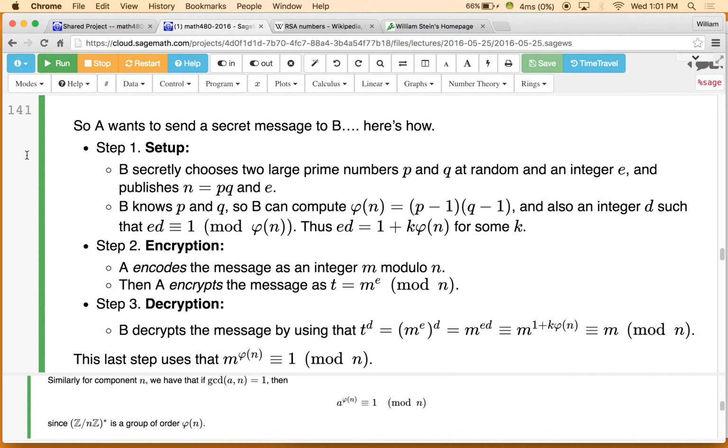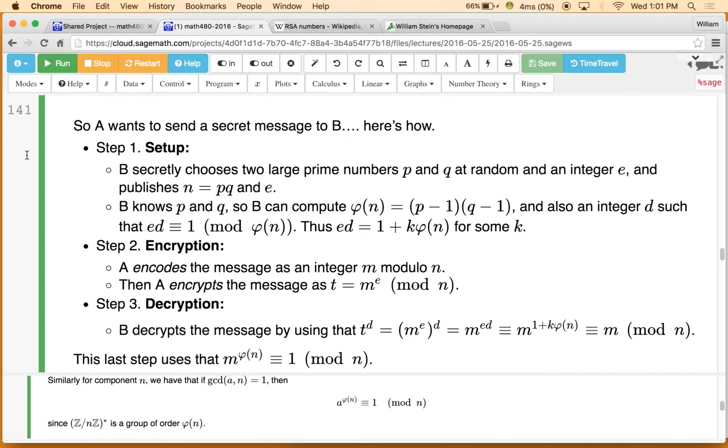So you compute Euler phi of n, it's just p minus 1 times q minus 1. And then you compute an integer d so that e times d is 1 modulo phi of n. And what this means is that e times d is 1 plus some multiple of phi of n. That's what it means to be congruent to 1 mod phi of n. And you can find this d very easily. You don't have to do a for loop through all possible numbers to find d.